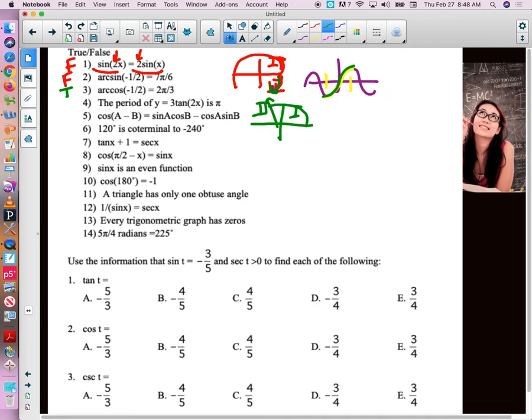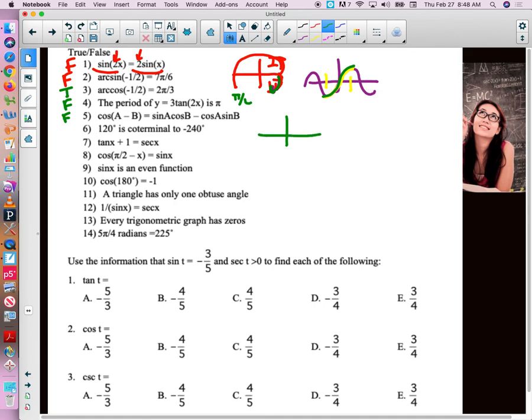The period of this is pi. True or false? False. What's the period of that? Pi over 2. False. All right, cosine A minus B. That one's false. You can pinpoint that right away because cosine A minus B should have a plus in it. It's cosine A, cosine B, plus sine A, sine B.